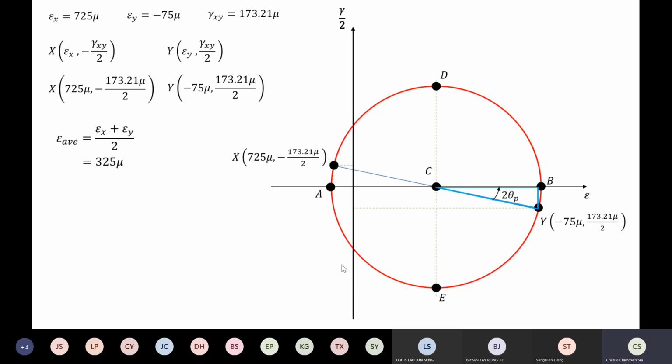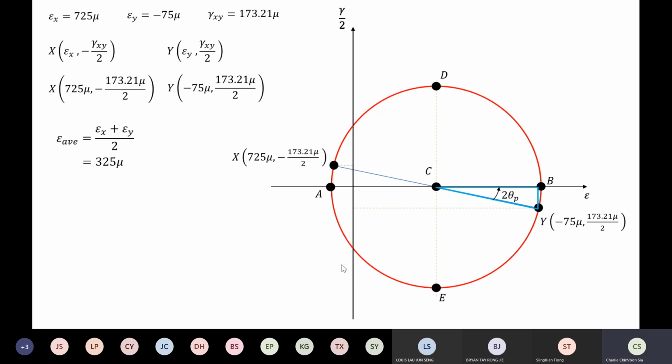Should be something like this. So negative 75. So this point will be y, and this point will be x. So this is the line xy.